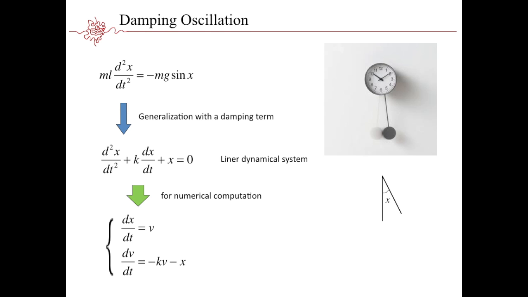A motion equation of a pendulum oscillation can be simply described by the first equation in the slide. By adding a damping term parameterized by k and linearizing the nonlinear force term, we obtain the generalized equation. When k is larger than 0, the amplitude of the oscillation decreases, in other words, the energy stored in the oscillation dissipates. For numerical computation, we derive the two differential equations with the first derivatives.